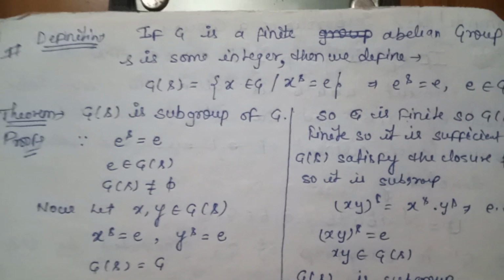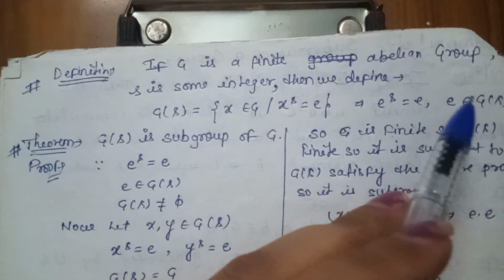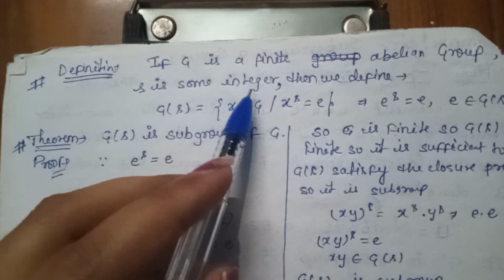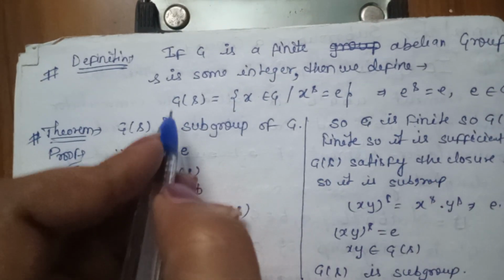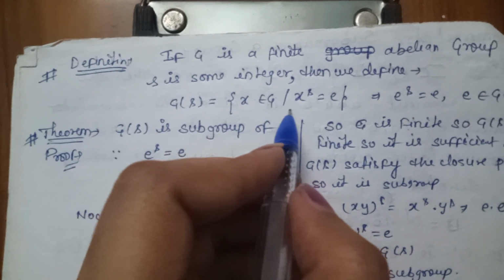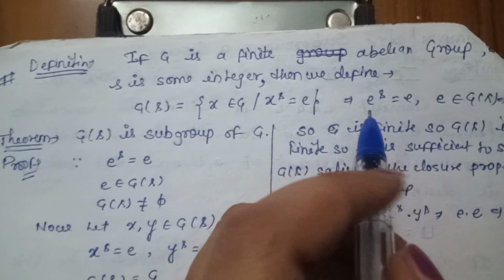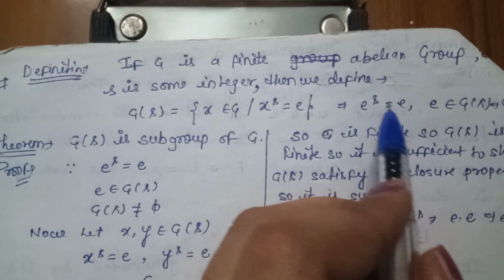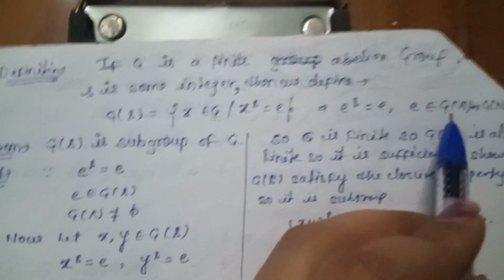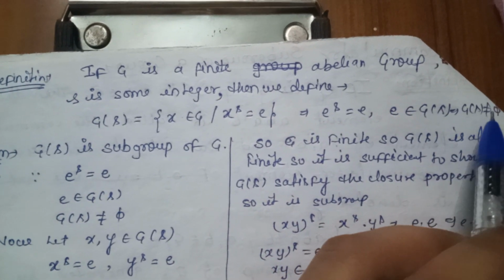Now we will discuss another definition. If G is a finite abelian group and s is some integer, then we define G_s equal to {x belongs to G such that x to the power s is equal to e}, which implies that e to the power s is equal to e, and e belongs to G_s, so G_s is not equal to phi.